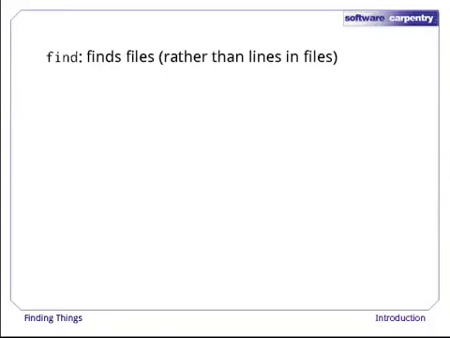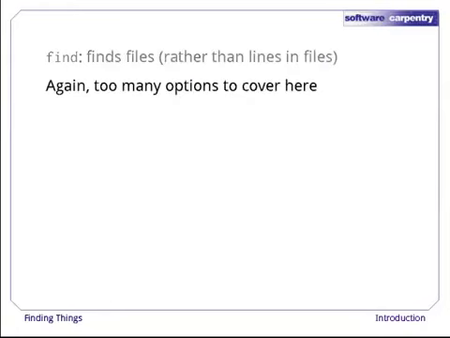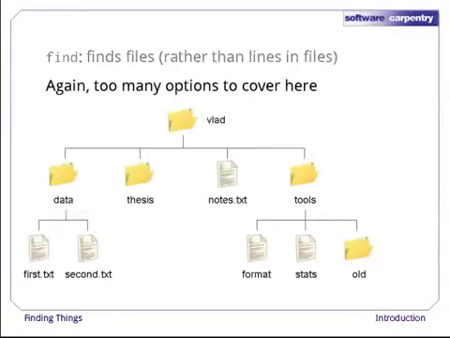While grep finds lines in files, the find command finds files themselves. Again, it has a lot of options, too many to cover here. To show how its basic features work, we'll use this directory tree. Under Vlad's home directory is one file, notes.txt, and 3 subdirectories. Thesis, which is sadly empty, data, which contains 2 files, first.txt and second.txt, and a tools directory that contains the programs format and stats, and an empty subdirectory called old.